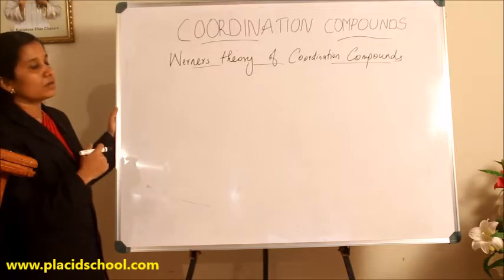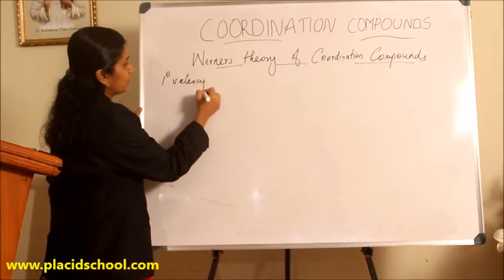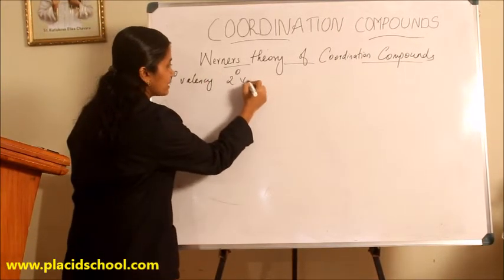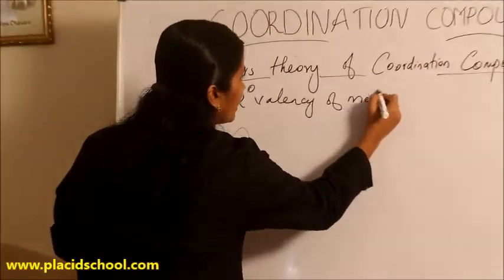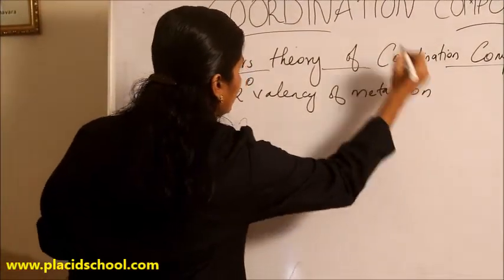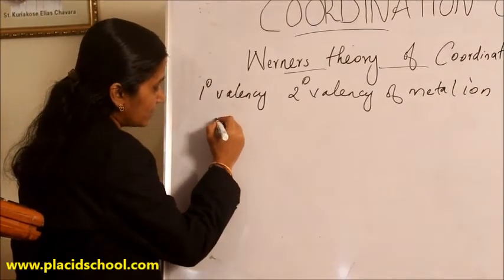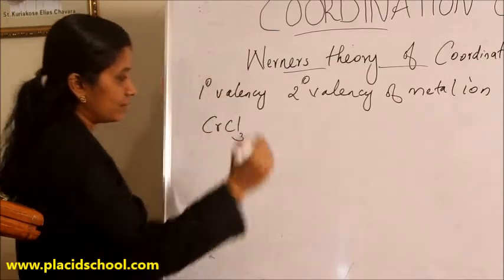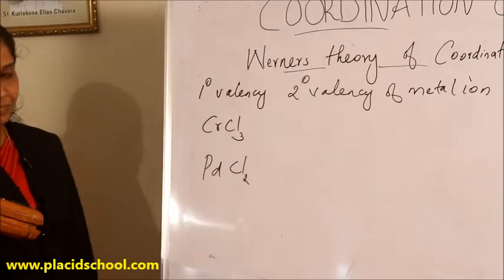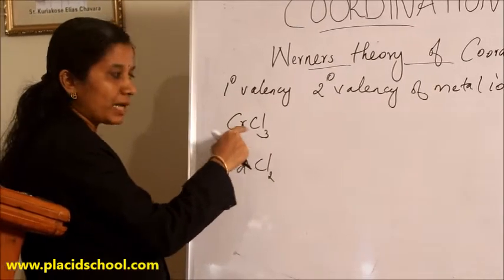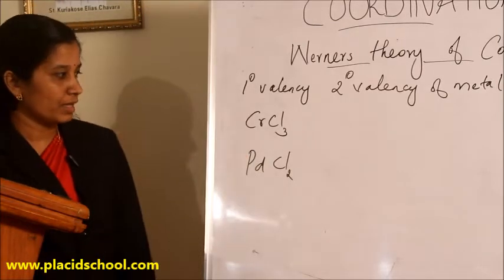And he proposed the concept of primary valency and secondary valency of a metal ion. If we consider binary compounds like CrCl3, PdCl2, etc., chromium has a primary valency of 3 and palladium has a primary valency of 2.